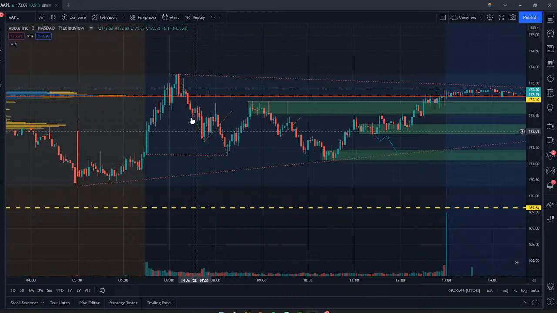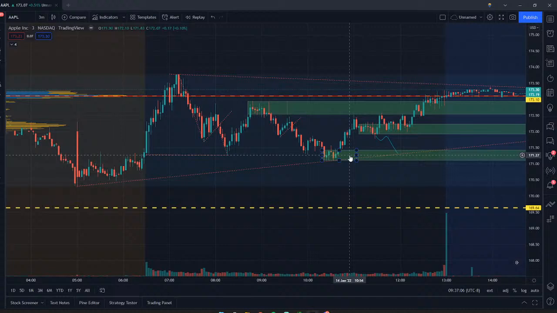Oh, and sorry, 3 trades. The break of this bear flag, the break of this bear flag, this double bottom here, I would take, and the retest of the break of this consolidation area. So like 4 trades I would look to take here on Apple. And again, this is trying to be as non-biased as possible.